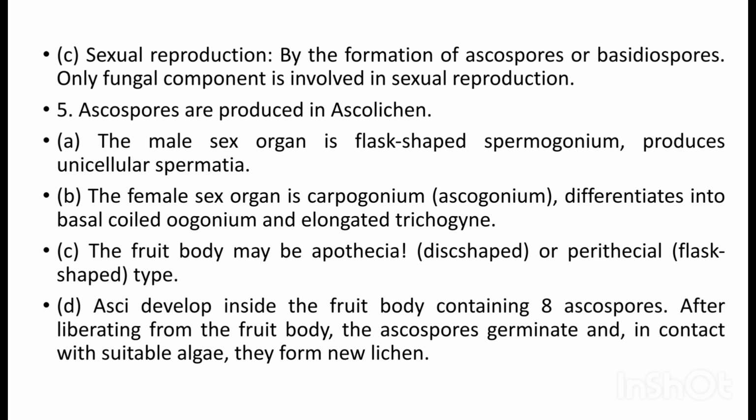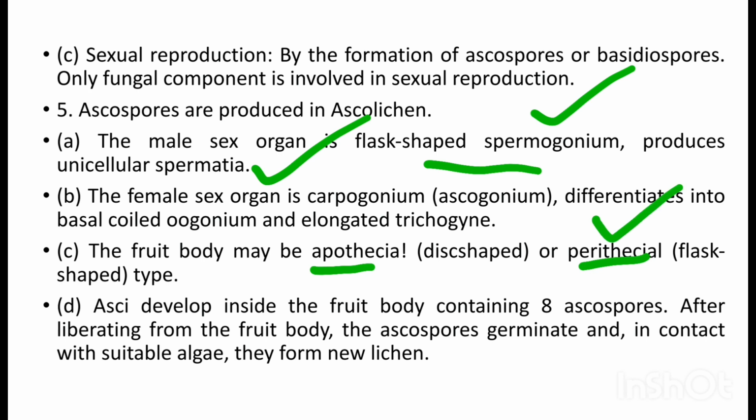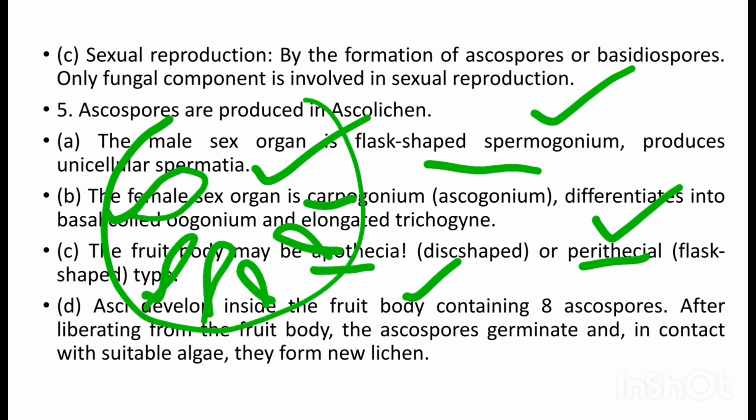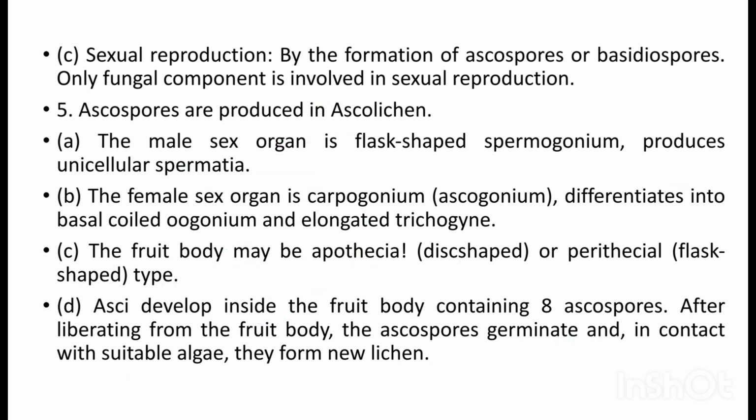The male sex organ of lichen is flask shaped, called spermogonium, and produces spermatia. Then the female sex organ called carpogonium differentiates into oogonium and elongated trichogyne. The fruiting body may be apothecia or perithecia. Asci develop inside the fruiting body and contain 8 ascospores. After liberating from the fruiting body, ascospores germinate, and in contact with suitable algae, they form a new lichen. So in this way, the sexual reproduction occurs in the lichen.